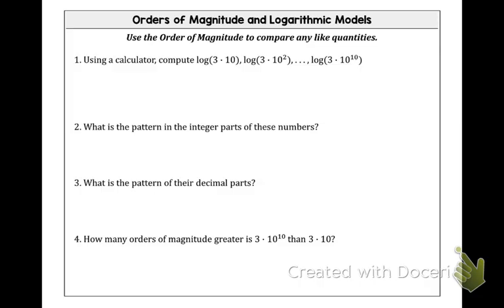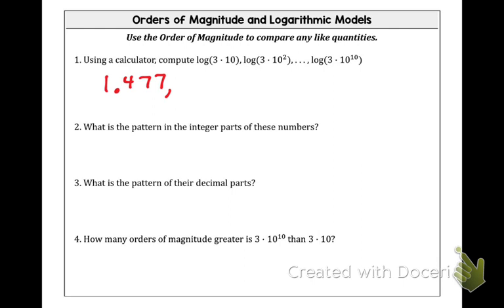All right, so now we're going to get into orders of magnitude and logarithmic models. So we're going to use order of magnitude to compare any like quantities. So using your calculator, and I'll just help you out. If I were to type in log of 3 times 10, that gets me 1.477.